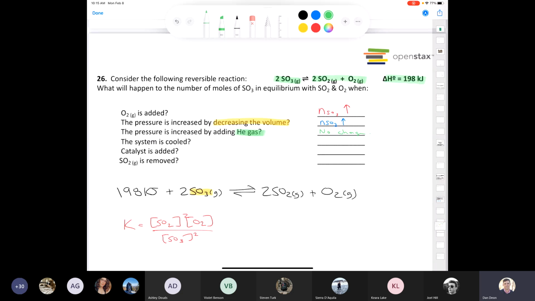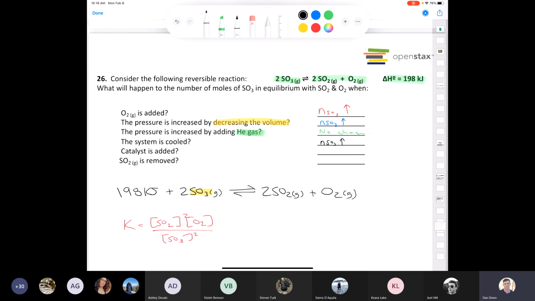What happens if the system is cooled? What would happen to the number of moles of SO3? Let me give you a clue. If the system is cooled, that means you're going to be removing heat, which is going to drive the reaction in this direction. So if it has to go towards the reactants, you're going to increase the number of moles of sulfur trioxide. So the number of moles of SO3 is going to go up.